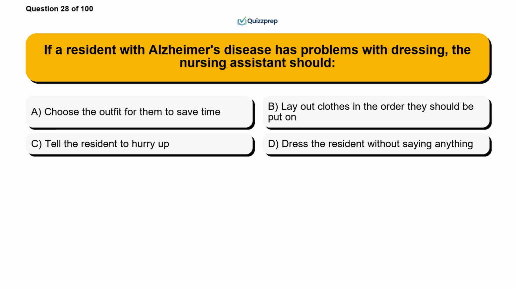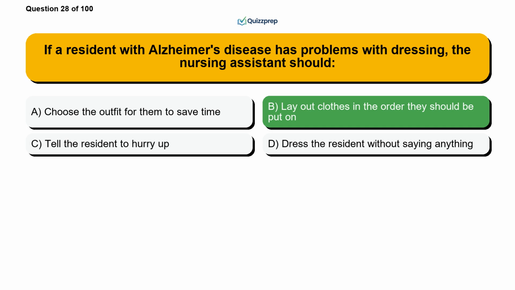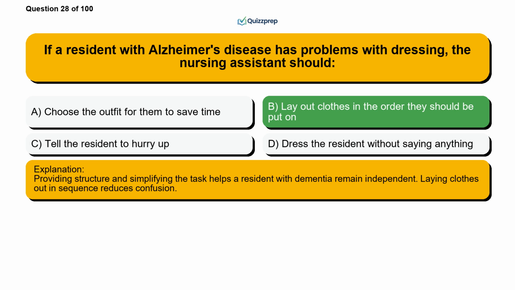Question 28. If a resident with Alzheimer's disease has problems with dressing, the nursing assistant should: option A, choose the outfit for them to save time; option B, lay out clothes in the order they should be put on; option C, tell the resident to hurry up; option D, dress the resident without saying anything. The correct answer is option B, lay out clothes in the order they should be put on. Providing structure and simplifying the task helps a resident with dementia remain independent. Laying clothes out in sequence reduces confusion.